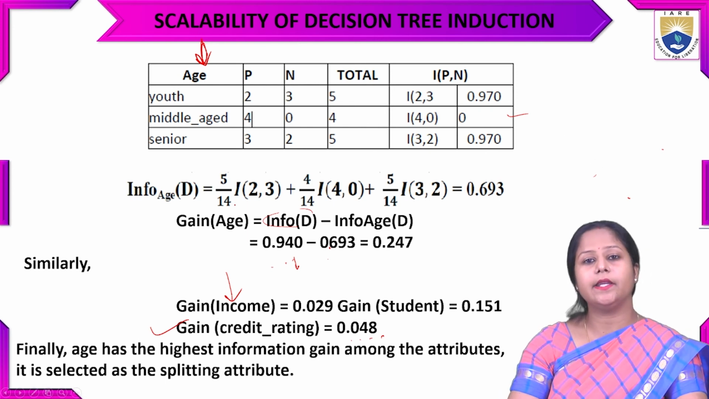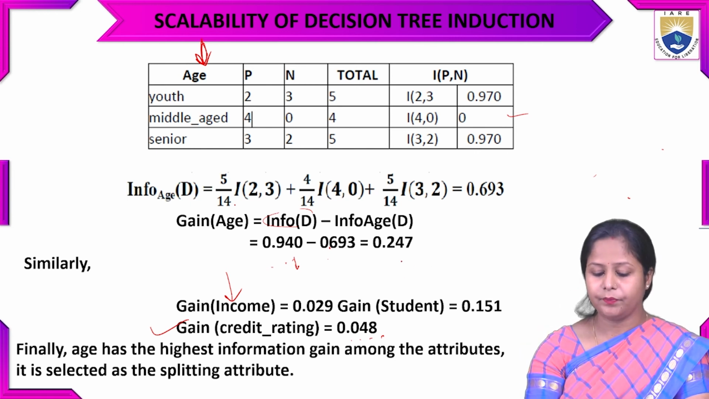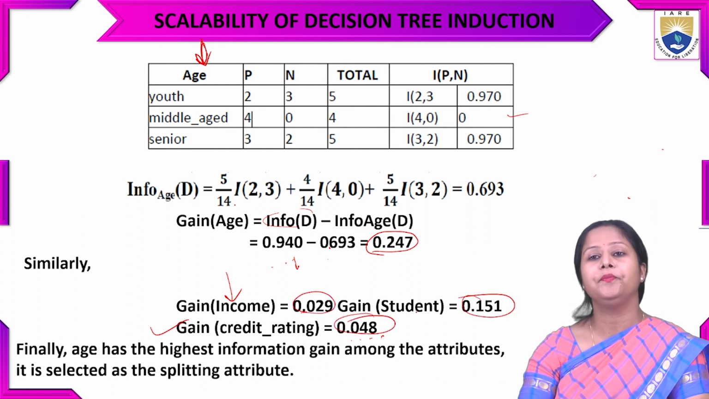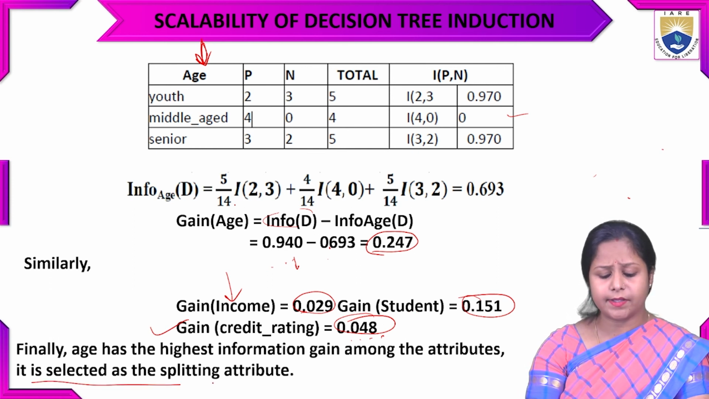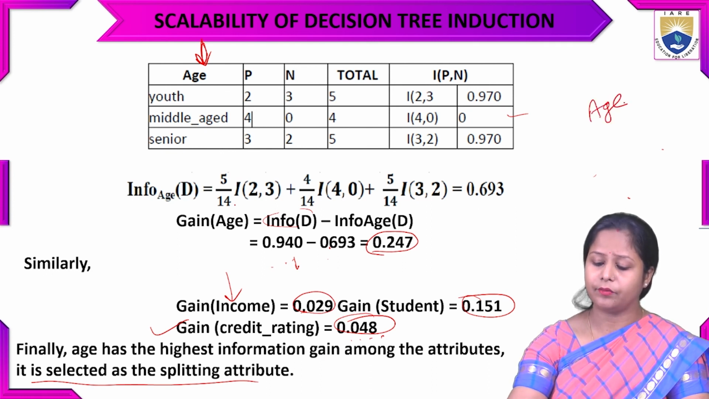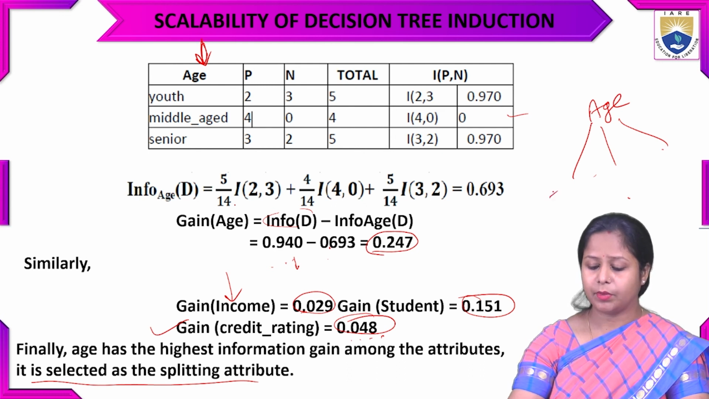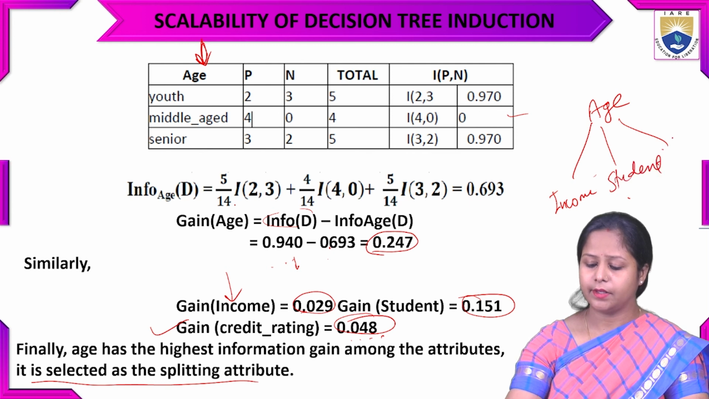So finally, the age has the highest information gain because it is having 0.247. The rest have low values. These are having smaller values than 0.247. So it is selected as the splitting attribute. So from the age, we have to split the other nodes, as it can be the income, either it can be the student, or it can be the credit rating.